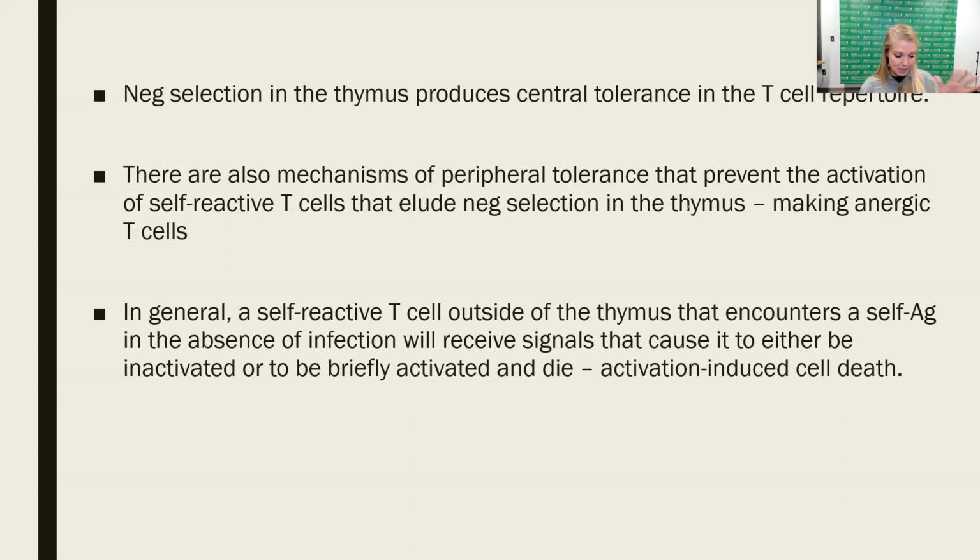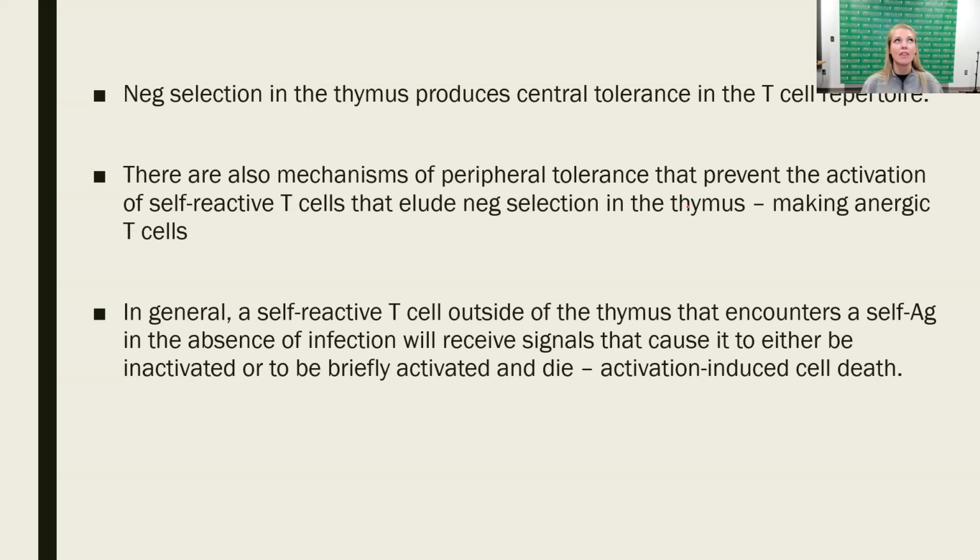But just like we saw with B cells, T cells also have a mechanism in place for peripheral tolerance. There are these things called T regulatory cells that we'll look at on the next slide. A self-reactive T cell outside of the thymus that encounters a self-antigen can receive signals to die by apoptosis.